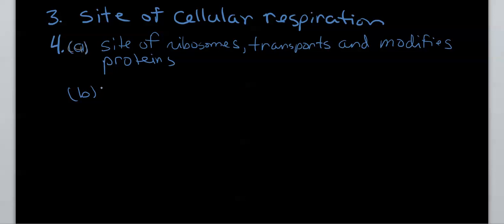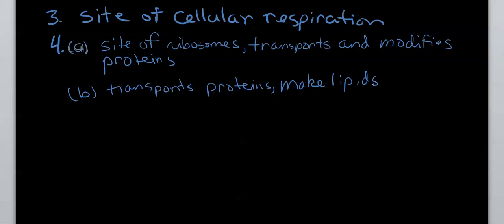B, smooth ER, transports proteins, but it also makes lipids, which include hormones, and detoxifies alcohol and drugs, and that includes any other poisons too. That's what alcohol and drugs are. They are considered toxins to the body.